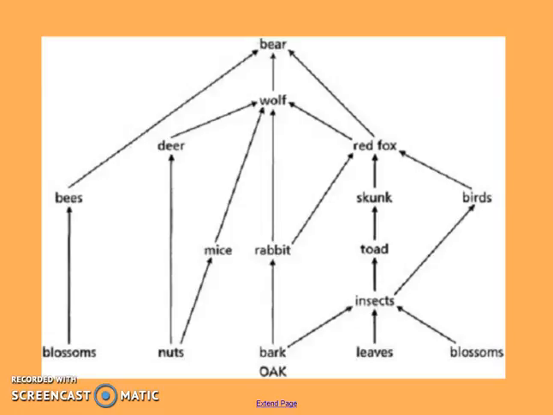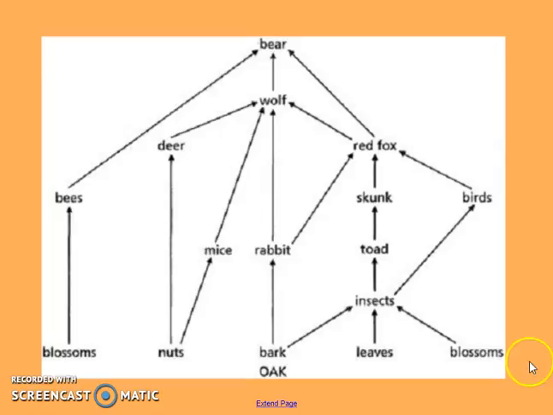biotic factors. So you can see if we were to pick out one food chain from this food web, if I started here with nuts, and then we follow our arrow over to mice, and then we follow the arrow to wolf, and then we follow it to the bear. That would be an example of one food chain in that food web. Okay? Another example would be if we started over here with blossoms, they would go to insects, to toad, to skunk, to the red fox, to the wolf, to the bear. That's another food chain that we could pull out of this food web.